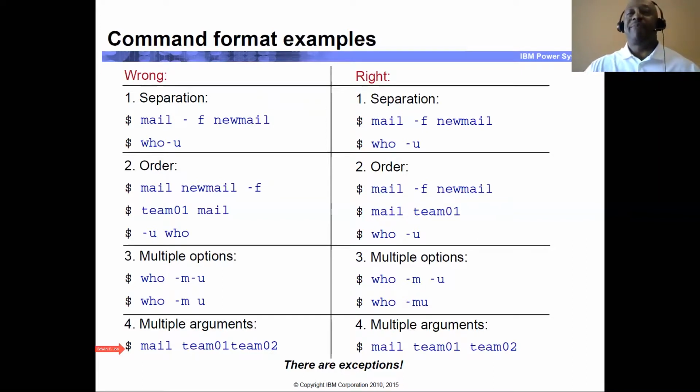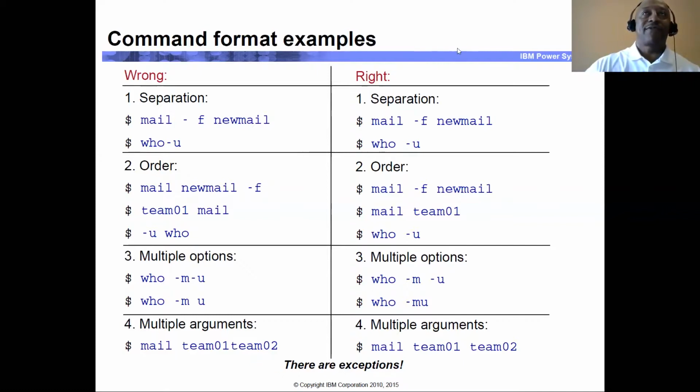But if we're specifying multiple arguments correctly, it should be what? Command, argument 1, argument 2, or user 1, user 2, if you will. And again, this is a key thing. There are always exceptions. For the most part, this is what we always see, but there could be exceptions within our environment. Any questions about any of these examples thus far? For the most part, fairly straightforward, right?